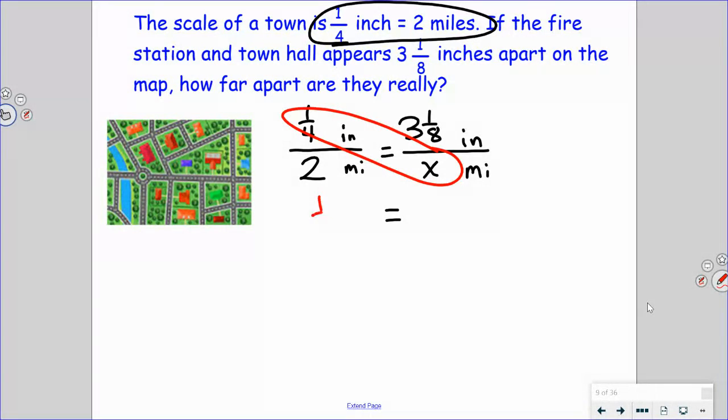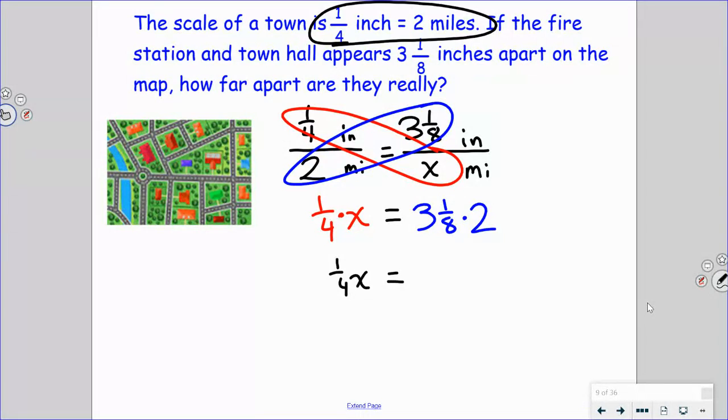We go ahead and we multiply 1/4 times x, and we multiply 3 1/8 times 2. And of course, some of you will notice, firstly, we don't know what 1/4 of x is. 3 1/8 times 2. First of all, 2 wholes written improper, 3 1/8 written improper. Now go ahead and cross reduce, make your life a little easier, and you'll see that it is going to be 25 over 4.